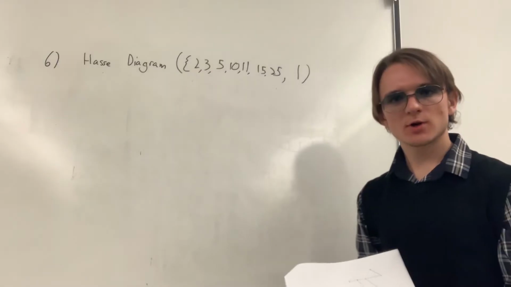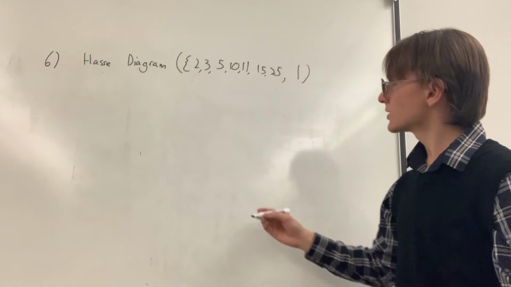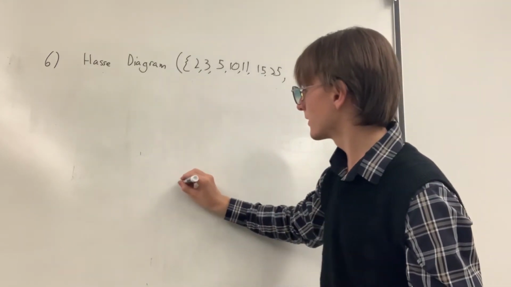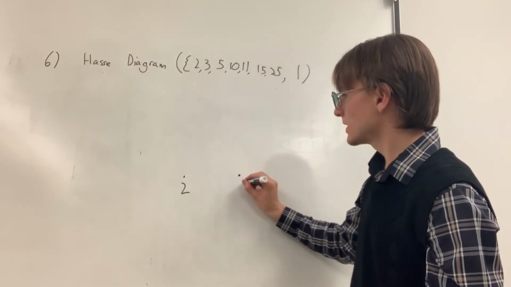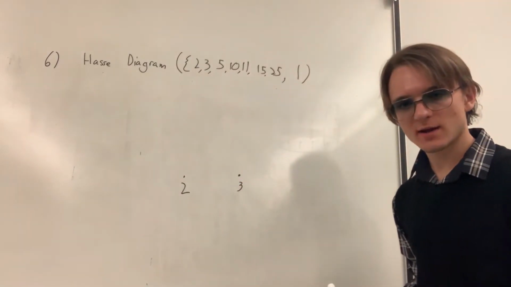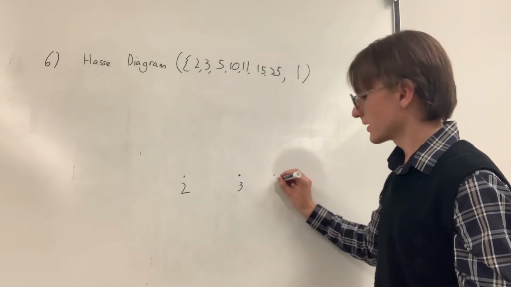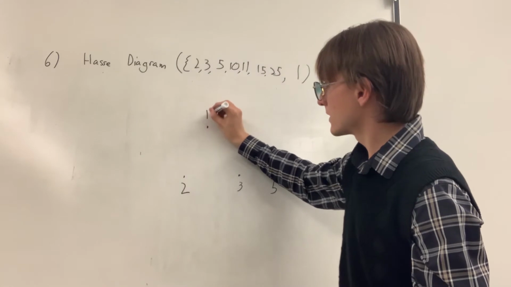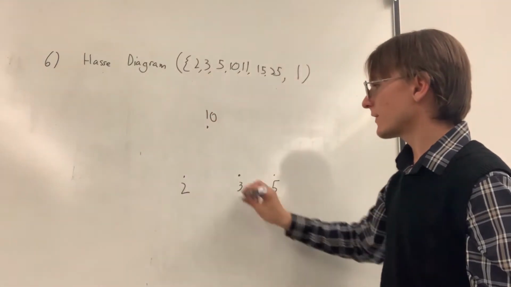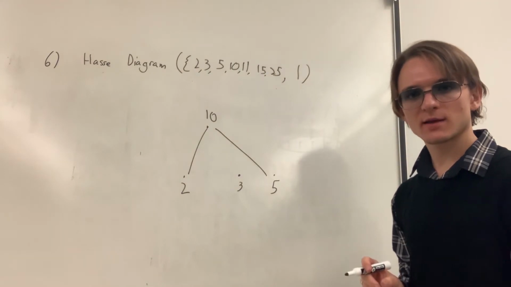Draw a diagram given this set on the relationship of divisibility. So we begin with 2. 2 is a node on its own. 3 does not divide anything currently in our Hasse diagram, so it goes on its own as well. Next, 5, 10. Now, 2 divides 10 and 5 divides 10, so we draw relationships from 2 to 10 and from 5 to 10.